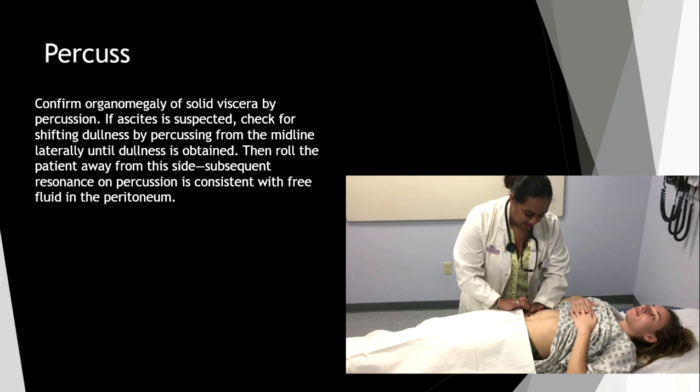Percussion. Confirm organomegaly of solid viscera by percussion. If ascites is suspected, check for shifting dullness by percussing from the midline laterally until dullness is obtained. Then roll the patient away from the side. Subsequent resonance on percussion is consistent with free fluid in the peritoneum.